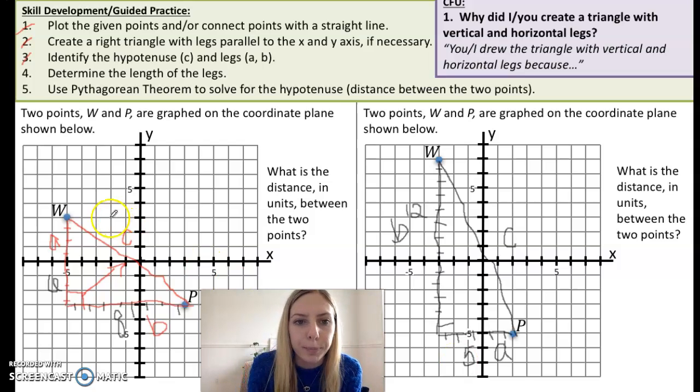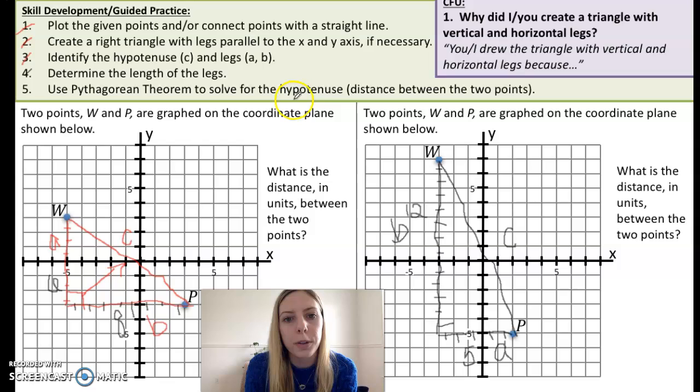So my next step. We determined length of the legs, number 4. So my next step is 5. We're going to read this together. So I'm at the top here. Use Pythagorean theorem to solve for the hypotenuse, the distance between the 2 points. Okay, so right here you can tell that we can't count this length because it's a diagonal. So we need to use Pythagorean theorem because we know this is a right triangle. We can see it now.